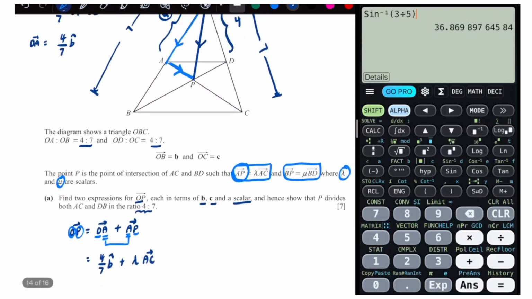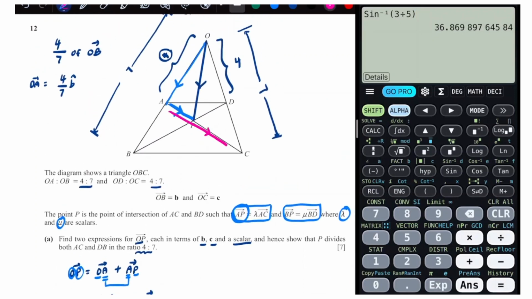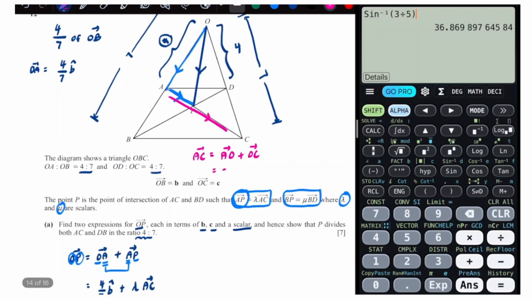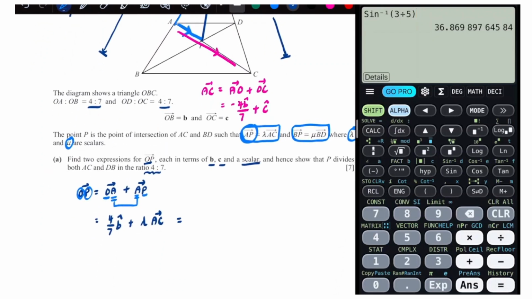So how do we find AC? The route to AC is apparently AB plus BC, but we do not have either one of those. Or we can take AC, basically, this route as well: AO plus OC. Since this is a reverse AO, it will be minus 4 over 7 B, plus, since OC is C. So just write it down, which is equivalent to 4 over 7 B plus lambda times (minus 4 over 7 B plus C). So this is our first expression for OP.